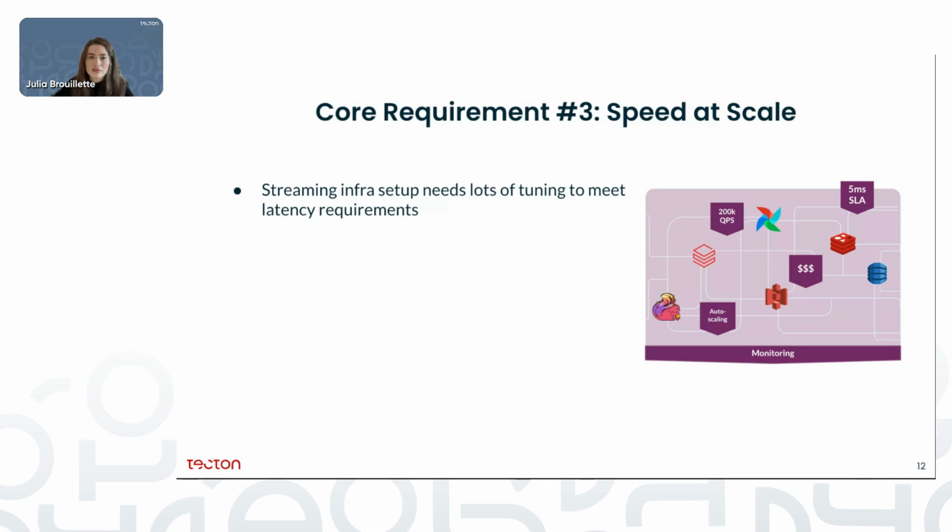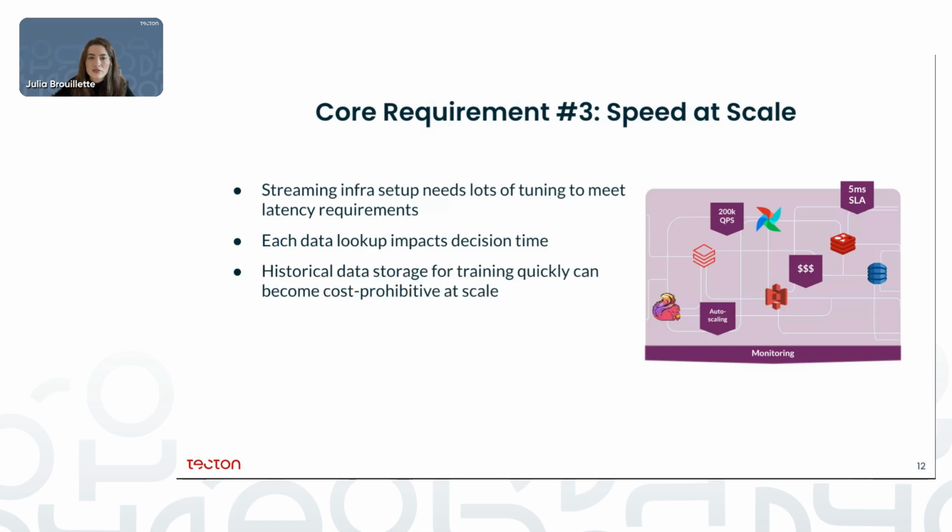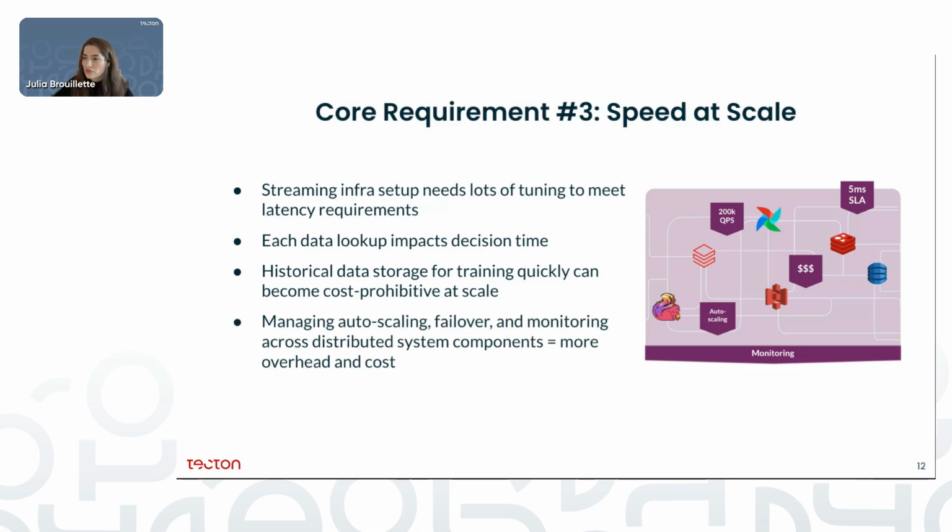You've got to run all of this reliably at scale, right? Pulling all of the relevant data signals quickly enough for real-time decisions, while also making sure they're reliable, requires a lot of careful optimization. And as you scale, storing all of that historical data for training can become pretty expensive. On top of that, you've got to manage auto scaling and operational monitoring, which can add up to a lot of overhead and extra costs that's not necessarily necessary.